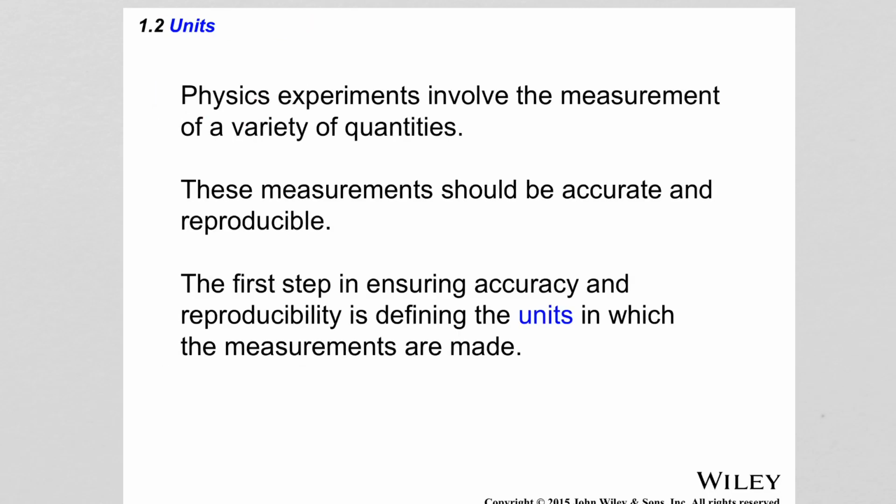So all these theories were formed, but then they had to be checked experimentally to make sure that the results of the experiment would confirm those theories. And so physics experiments involve the measurement of a variety of quantities. And so these measurements should be accurate and also reproducible.